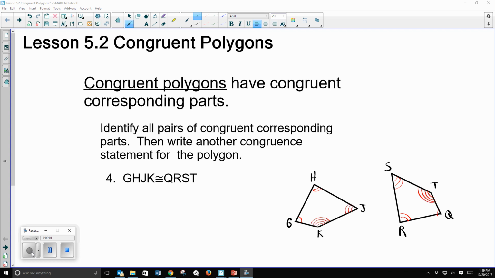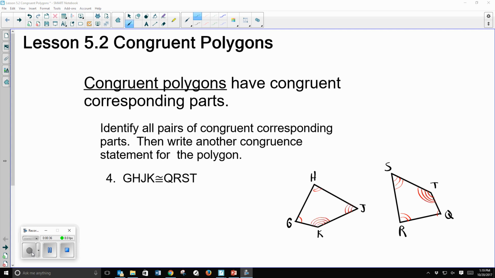Congruent polygons. To have two congruent polygons, all of the corresponding angles and all the corresponding sides have to be congruent. We're going to take this statement here and identify all pairs of congruent corresponding parts, and then we'll write another congruent statement. I'll show you what that means to write another one. It doesn't mean to rewrite this one. So here we have our two figures, and you should be able to do this even if you don't have the figures. But the book does give you the figures when you have to work these problems.